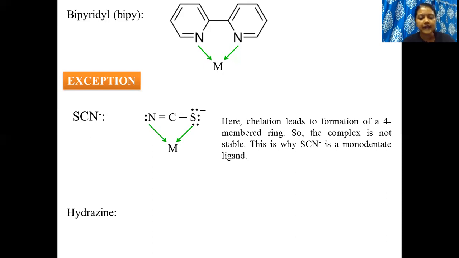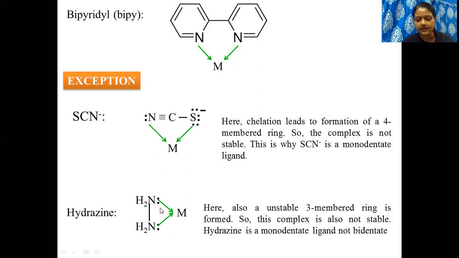A similar case arises for hydrazine also. If the two nitrogens of hydrazine donate electrons simultaneously to a metal, it will form a three-membered ring, and a three-membered ring is very unstable. So this type of complex is also uncommon. Hydrazine will also act as a monodentate ligand or a bridging ligand.